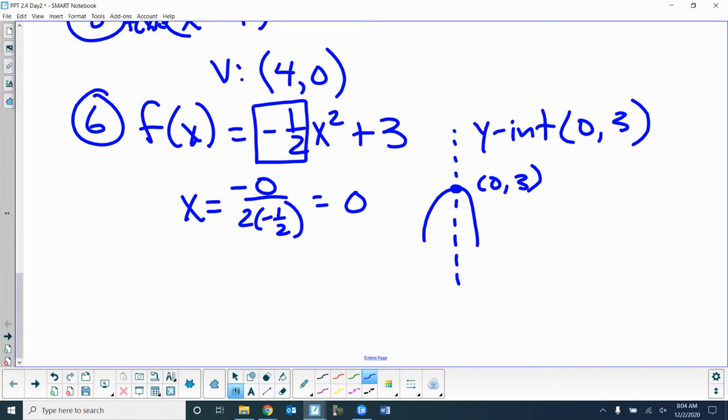And number 18, f of x equals negative 2 times the quantity x plus 1 squared plus 7. So that means our vertex is negative 1, 7. Our axis of symmetry is x equals negative 1. And then sketch your graph, and it's another one that's going down because our a value is negative 2.